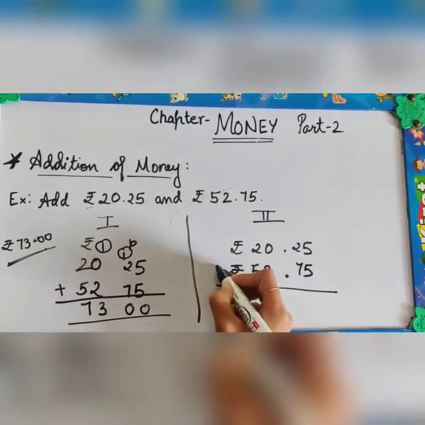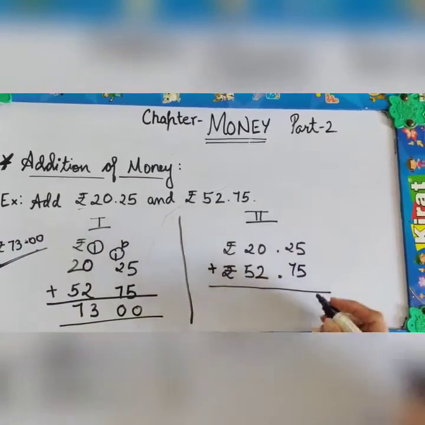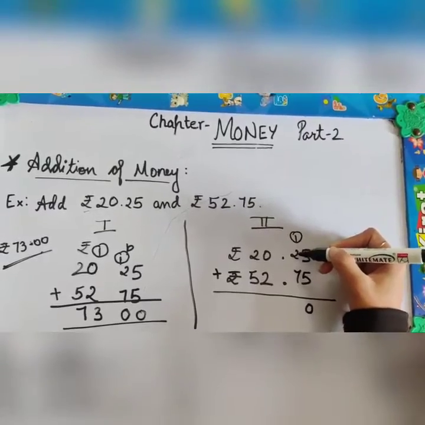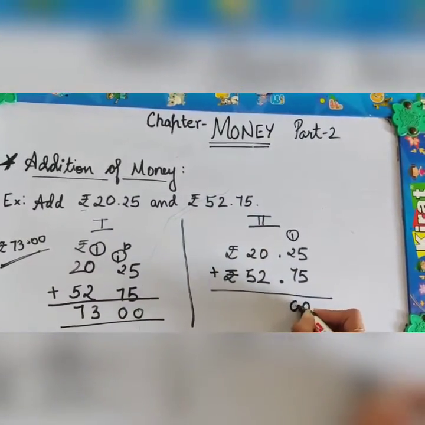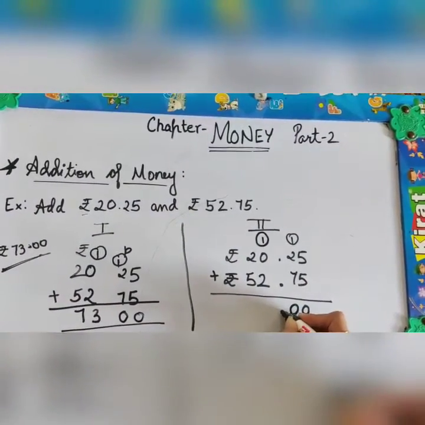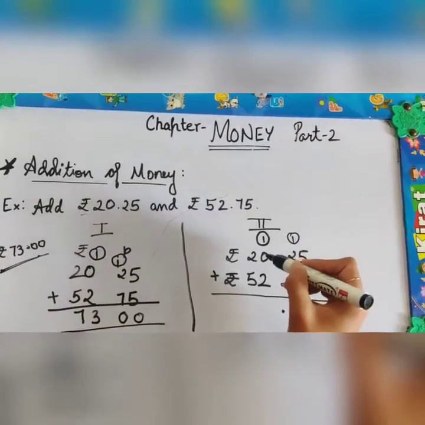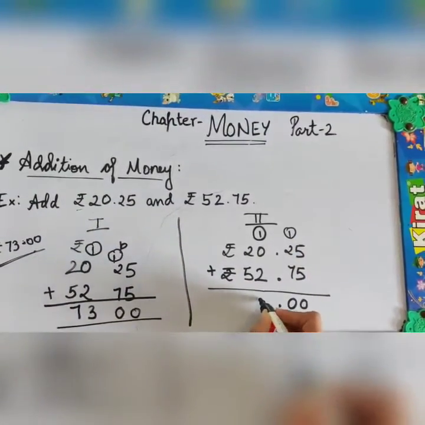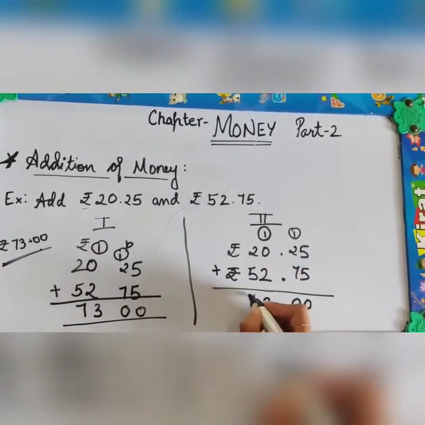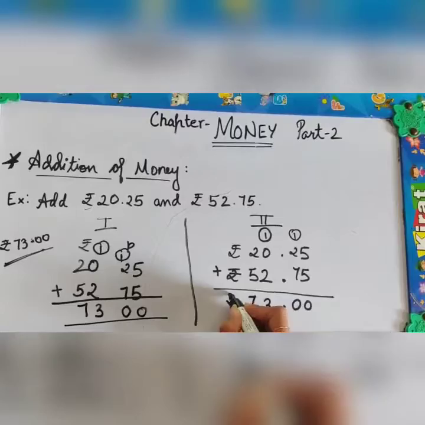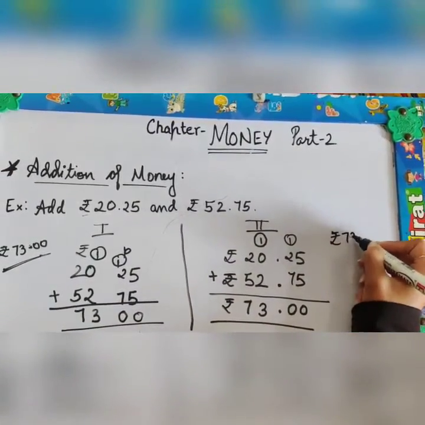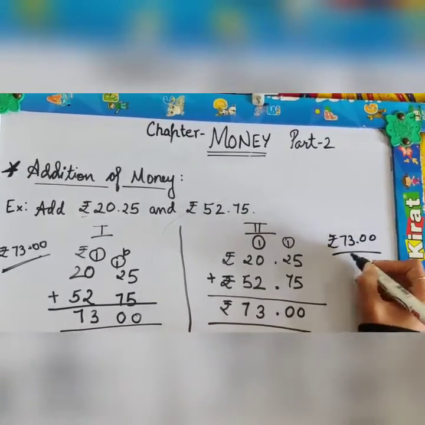Now we will do our addition. 5 plus 5, 10, 0 here, 1 carry over. 1 plus 2, 3, 3 plus 7, 10. 0 will come here and 1 carry over. Here also we will put the dot below the dot. 1 plus 0, 1. 1 plus 2, 3. 3 will come here. 2 plus 5, 7. 7 will come here. And we will put the sign of rupees here. This is our answer. So the answer is rupees 73.00.